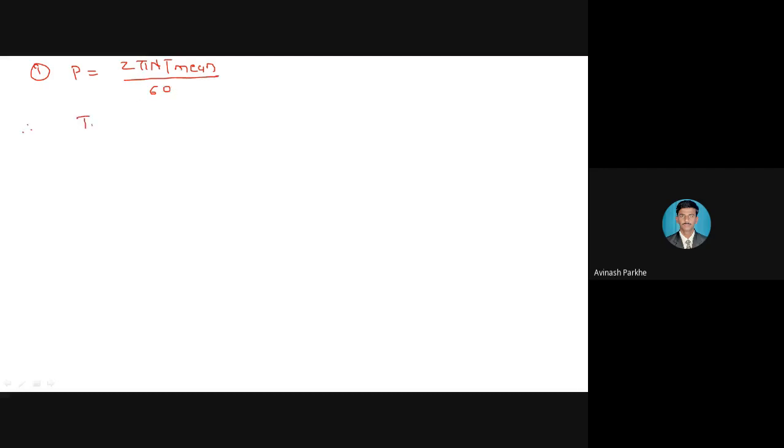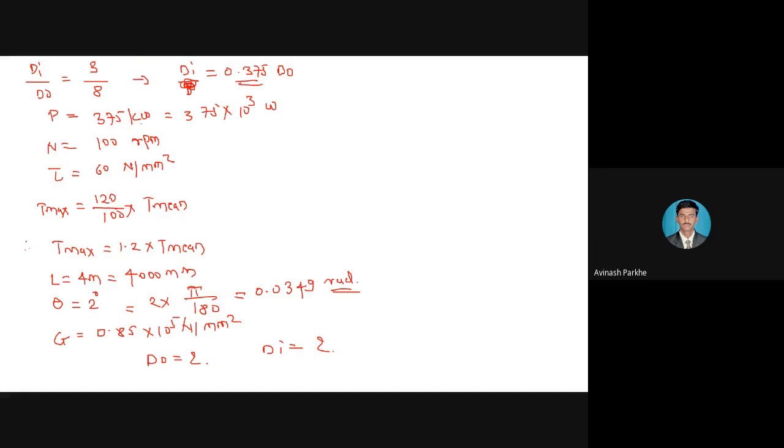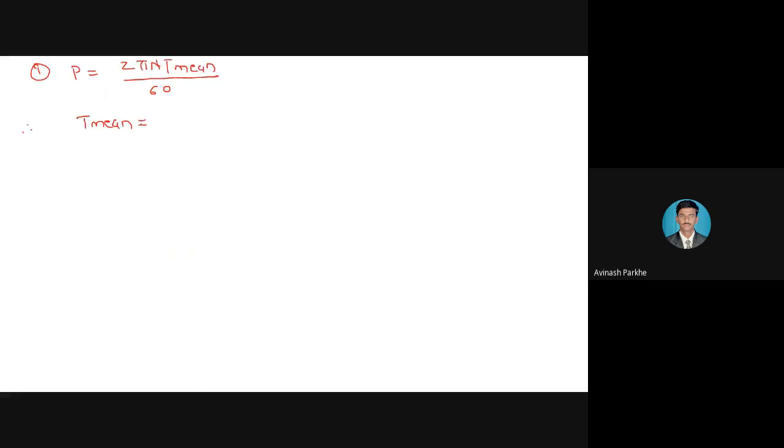Tell me the value of T mean. I will not go for the detailed calculation now. Tell me the value of T mean directly. Put the value of P in watt, 375 into 10 raised to 3. T mean is equal to 375 into 10 raised to 3 watt divided by 2 pi N. N is given as 100. Please keep in mind, it is not 700. N is equal to 100 RPM. Don't consider it as 700.